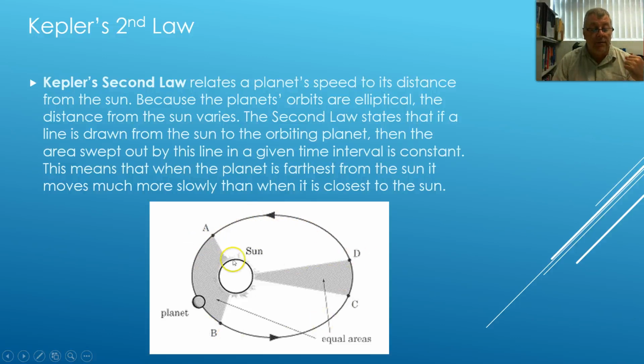And so in this example, going from A to B would take as much time as going from C to D. And so clearly the velocity here is less than the velocity here. And that was Kepler's second law.